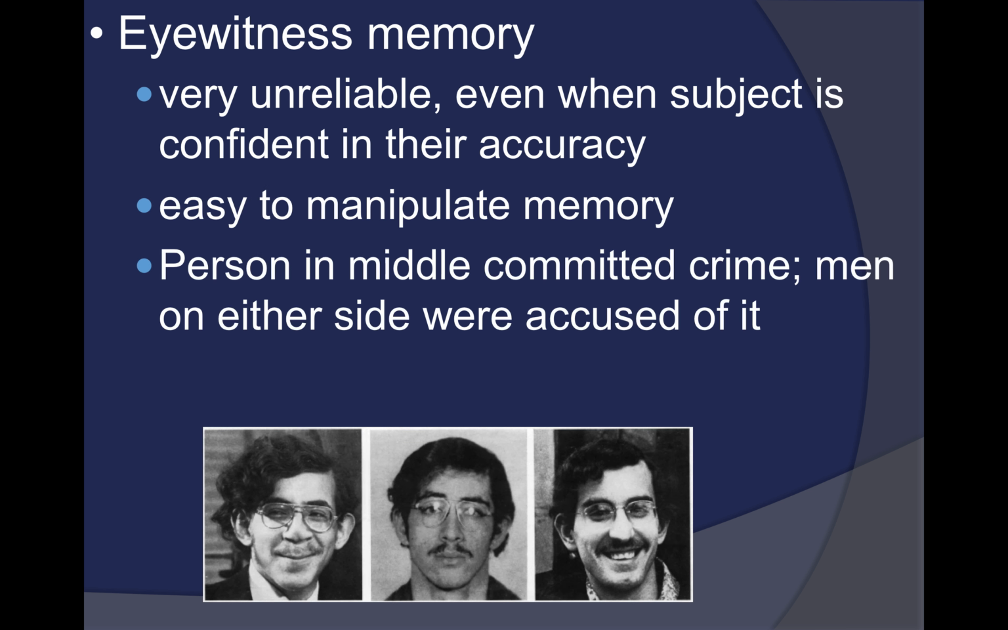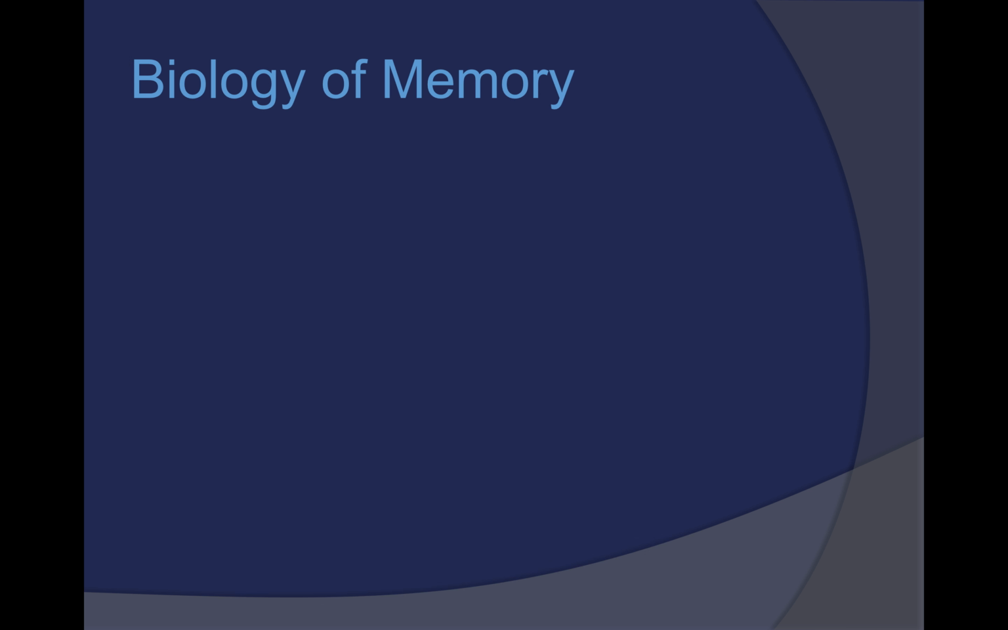It's very easy to manipulate memory. Just as an example, the guy in the middle of the slide at the bottom actually committed a crime, and the two men on either side of him were actually accused of the crime. If you take a look at that face and ask yourself, if I just saw this person fairly quickly, could I really reliably differentiate him from the two men on either side of him? Most people cannot do this.